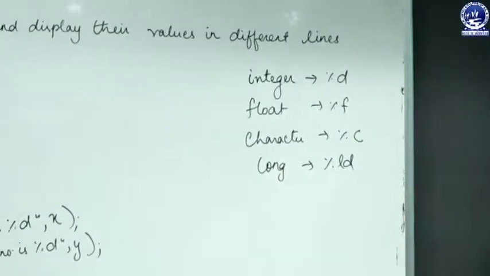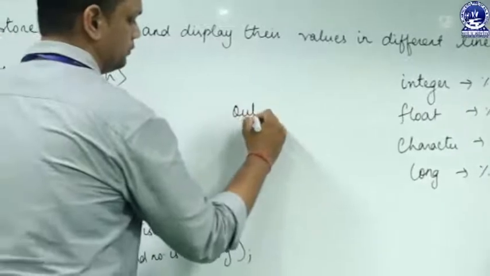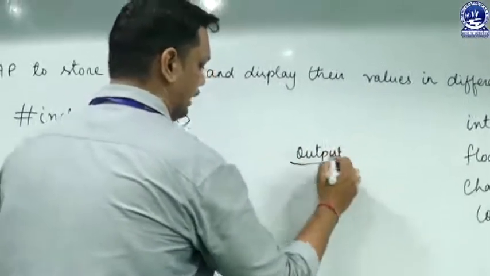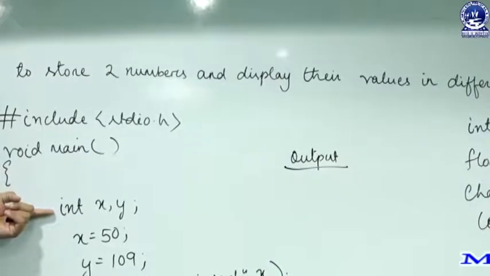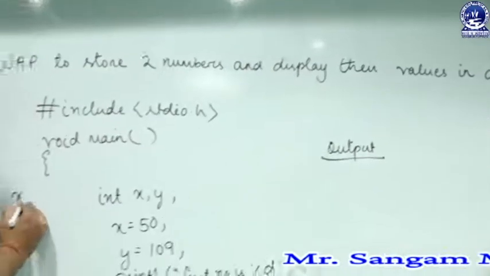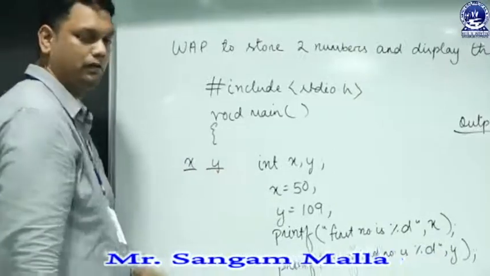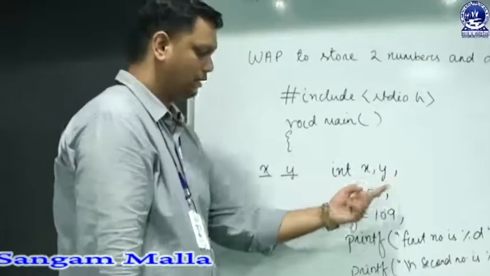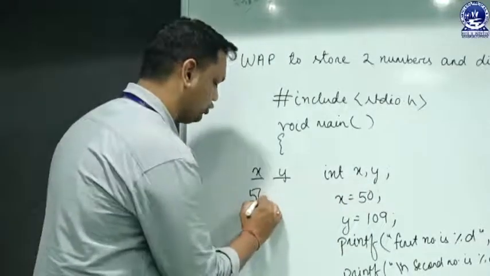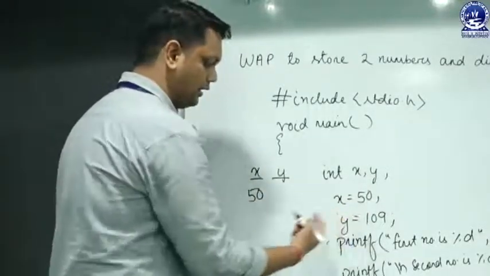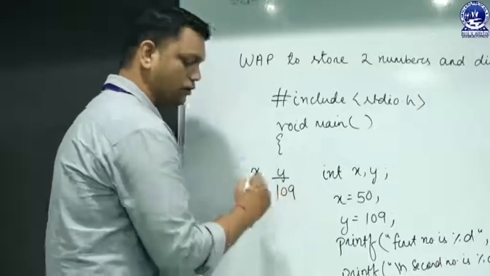So, what will be my output? First it will initialize two variables, x and y. It will reserve two memory locations in RAM, for x and y, and next x equal to 50, that means 50 will be stored in x, and 109 will be stored in y.